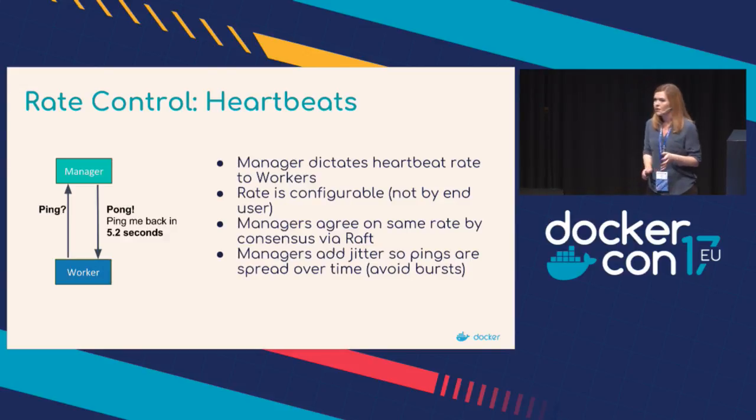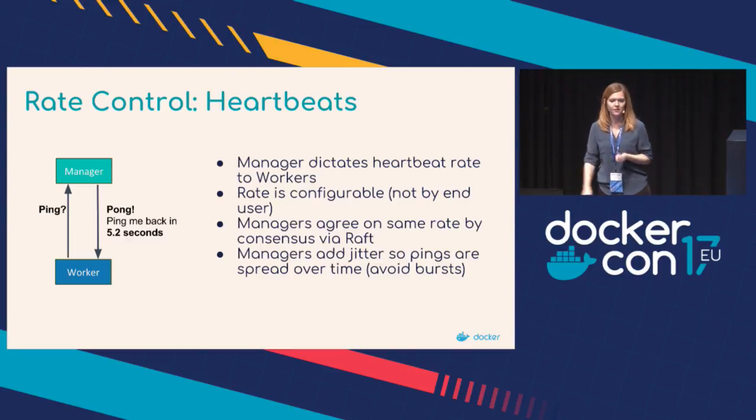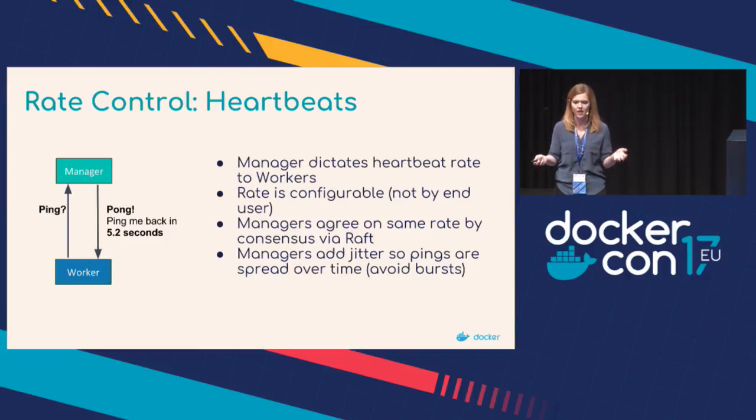So we can walk through a couple different scenarios of when rate control has been enacted or things are being controlled. So the worker sends a heartbeat message up to the manager and is like, "Hey, are you alive?" And the manager's like, "Yeah, I'm alive, and also don't ping me for 5.2 seconds." Because if the workers were just deciding when to ping and weren't getting any information from the managers, it would just be mass chaos. So this is also another opportunity for the manager to add a bit of jitter so that the pings are spread over time.